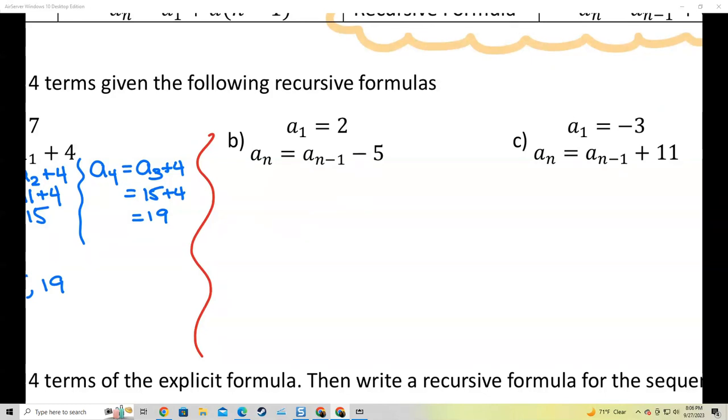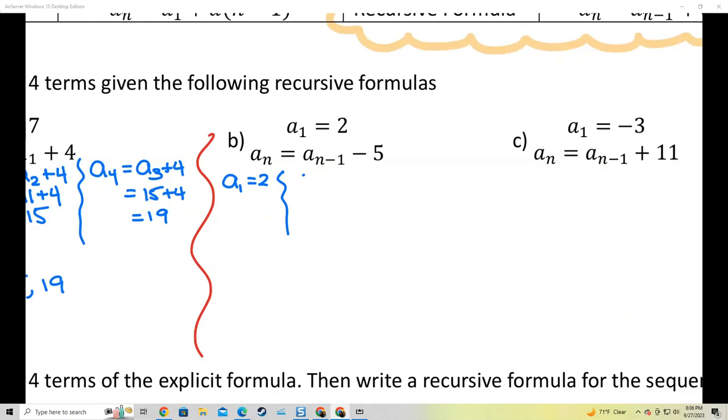All right, if I want the first four terms, I'm going to start off with the first term. I know that the first term is 2. How do I know that? Well, they flat out told me, like, there's no work there. You have to start somewhere, right? I know the first term is 2. Now that I know my first term is 2, now I can start working with my other terms.